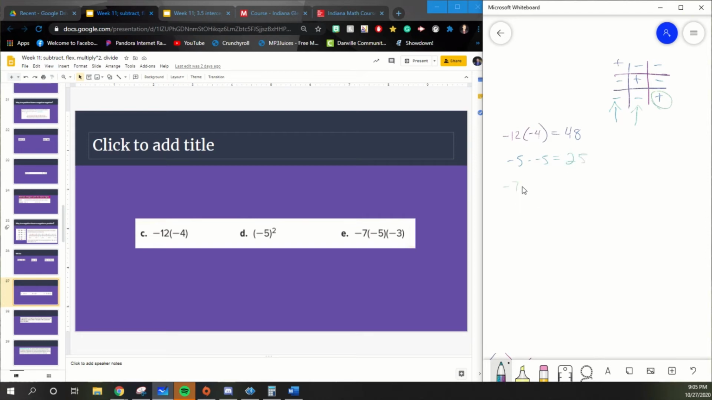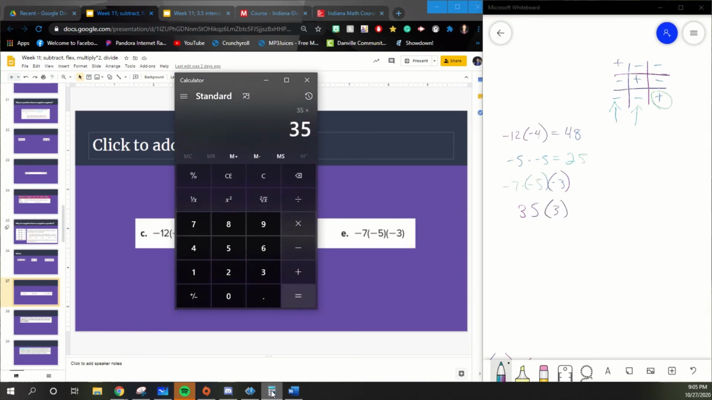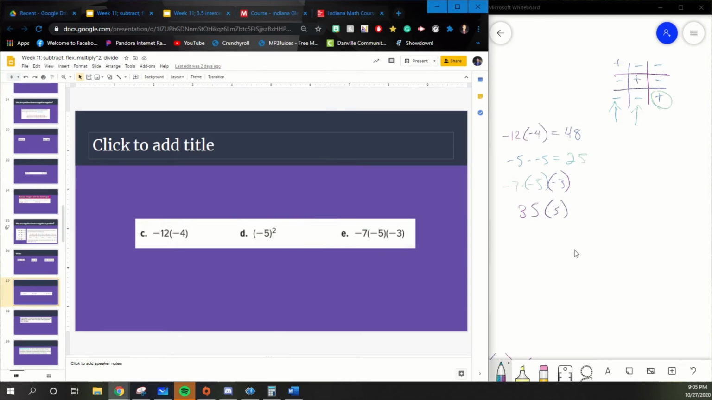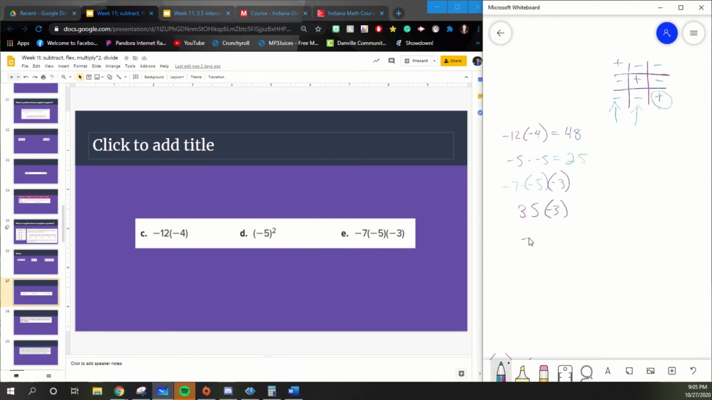And a negative 7 times a negative 5 times a negative 3. Well, negative 7 times negative 5 is a positive 35. And a positive 35 times a negative 3, well, 35 times 3 is 105, which means times a negative 3, it's a negative 105. So those are your 3 answers.